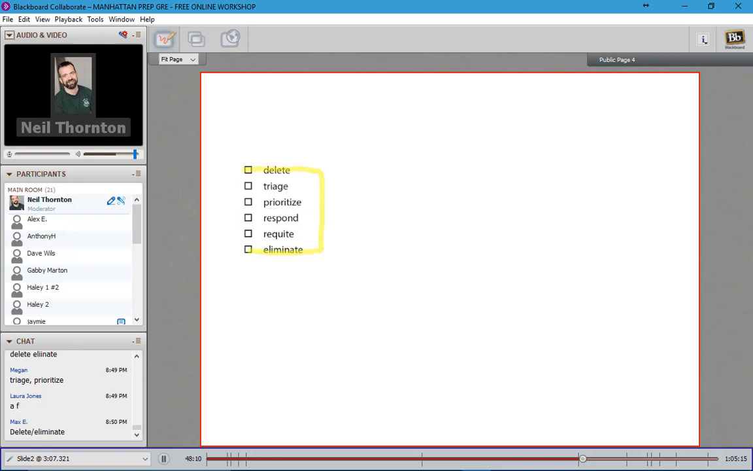And then also, by the way, if you know your medicine as well, triage and prioritize here. Respond, requite. Let's take respond, requite also, and we'll say sure, why not, to respond and requite. Like unrequited love is unresponded love, so love that's not returned. So by the way, if we randomly guessed at this point, what percent chance would we have of getting this right?